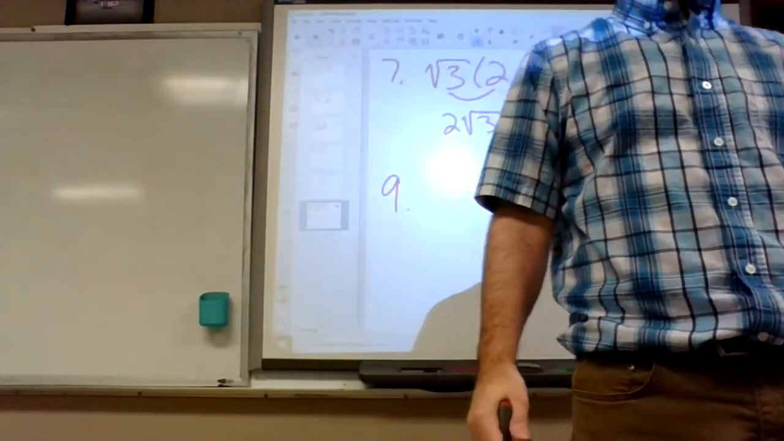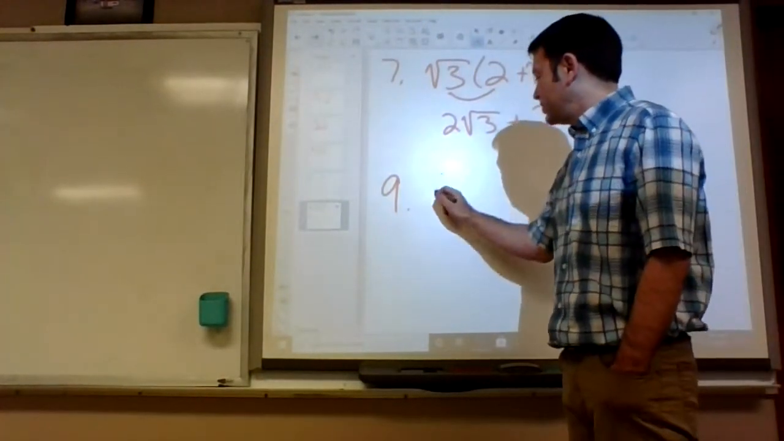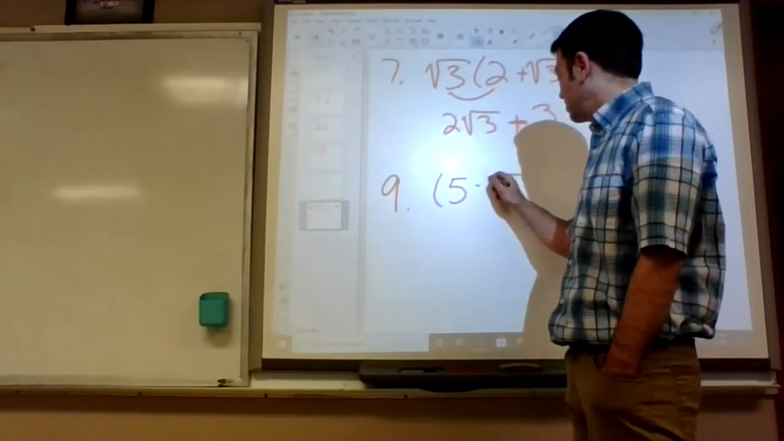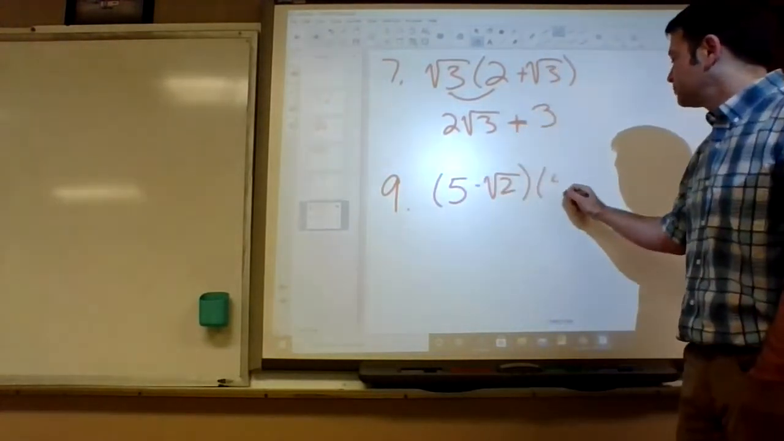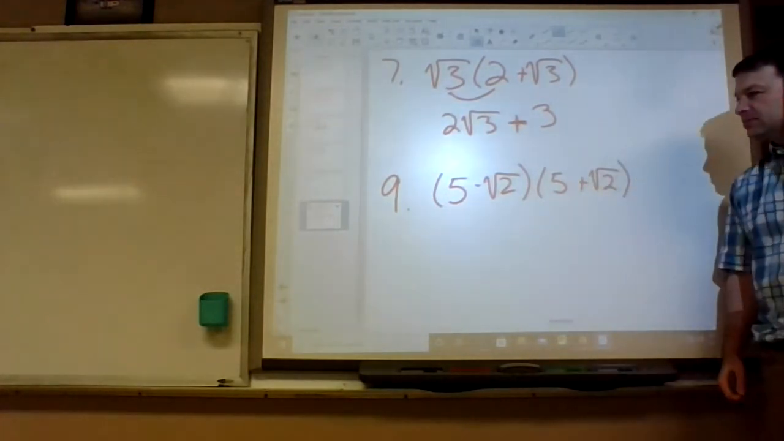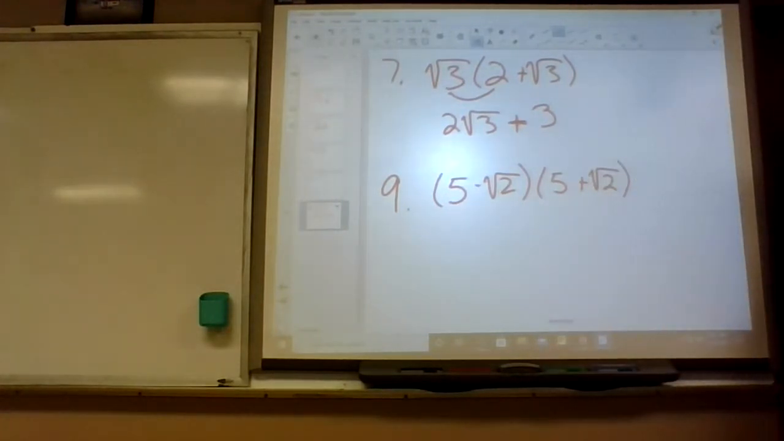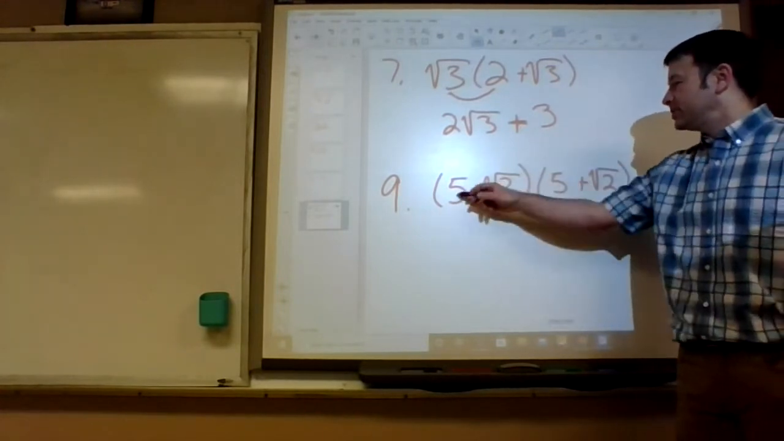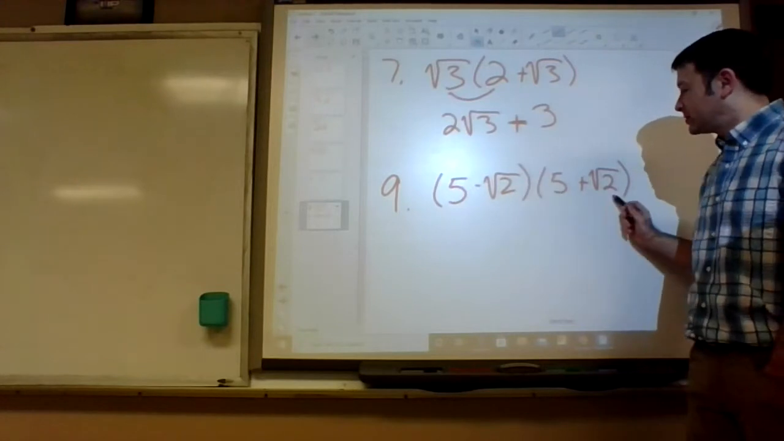Okay. Number 9, those are called conjugates. Have we talked about that word before? I think so. Wait a minute, it cancels out, so it's 5 times 5, which is 25. The middles cancel out. Yes. But normally this would be what kind of problem? FOIL. First terms, outside terms, inside terms, last terms.